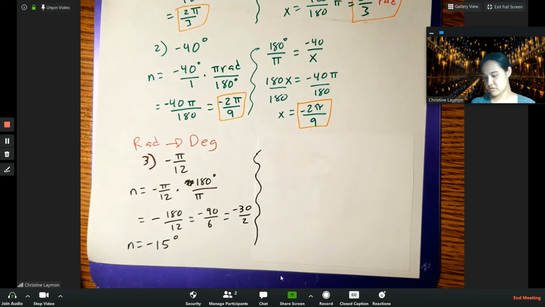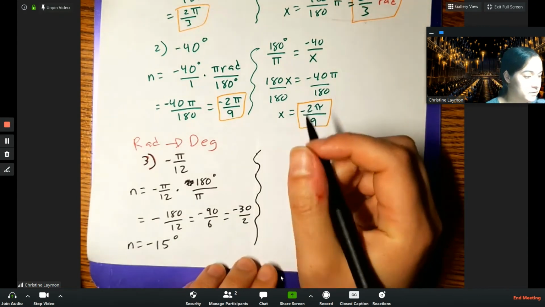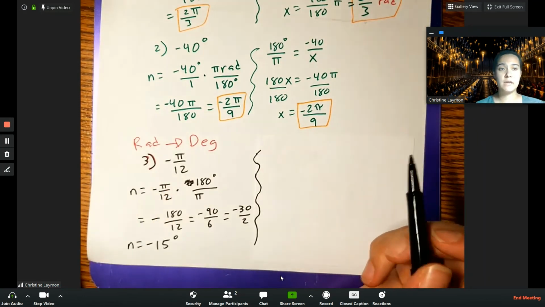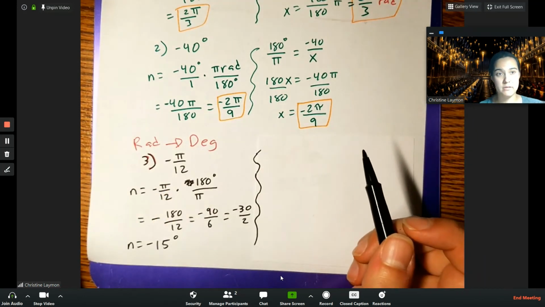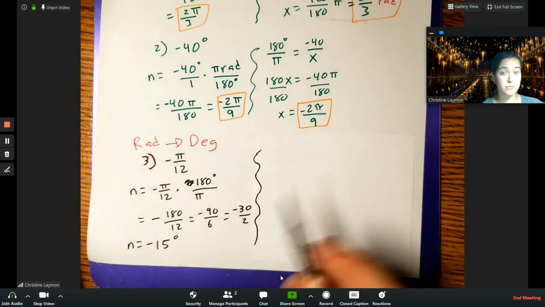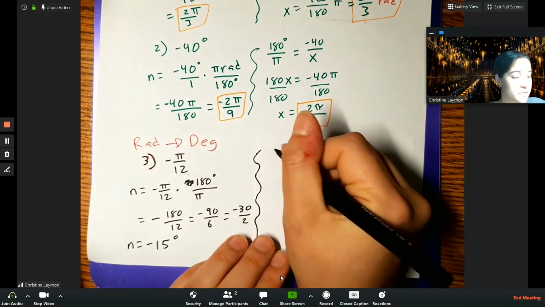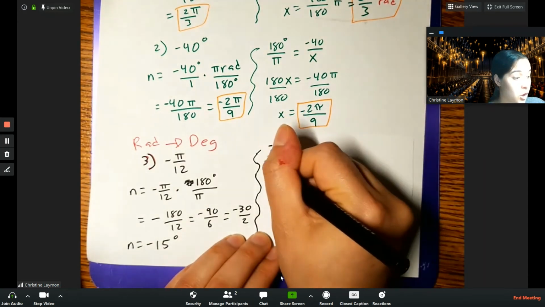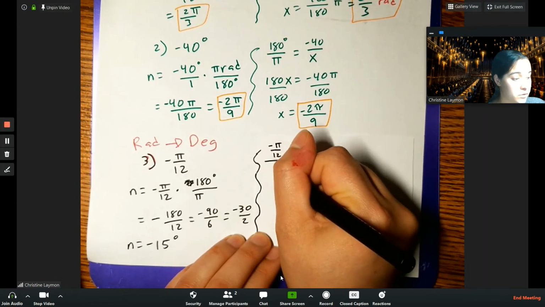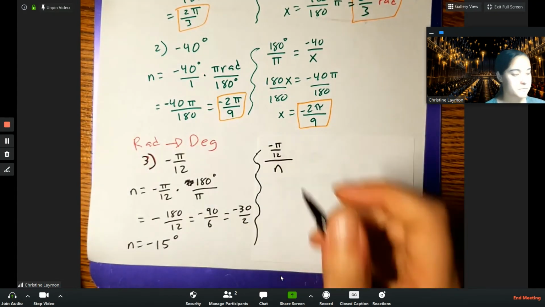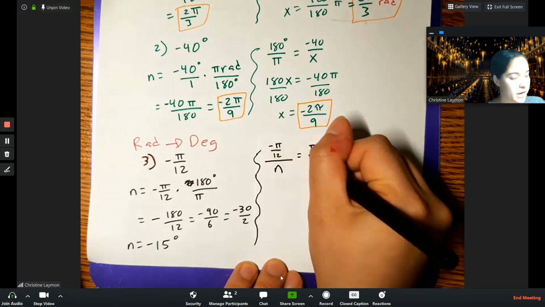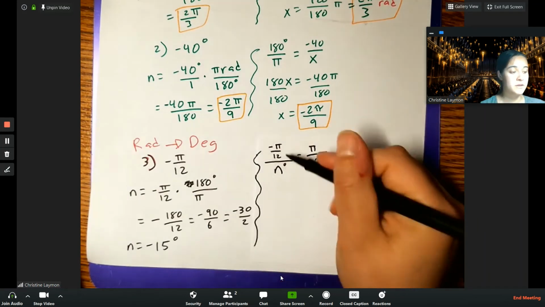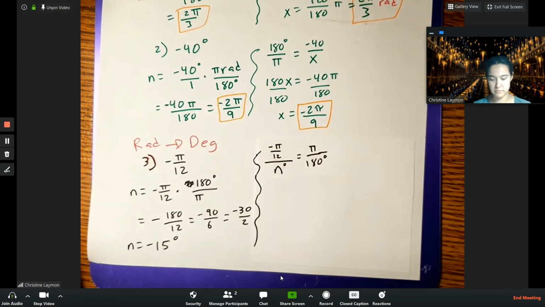Okay, so for this next one, let's go ahead and label this part here. So for this next version of it, I'm going to take that negative pi over 12, but do it using the ratio method. Now, it might get a little bit confusing, so I'm going to have some notes on the side also. What I'm starting with is negative pi over 12 over some unknown amount, n, in degrees. This is going to equal pi over 180. So again, this is n degrees, that's 180 degrees. These are radians, those are radians.